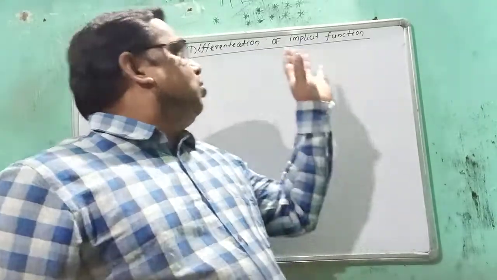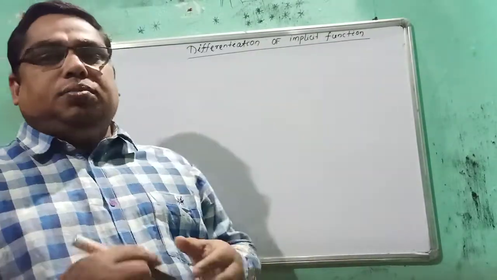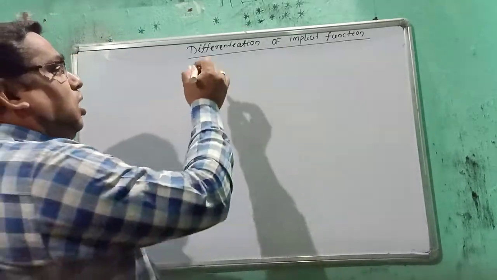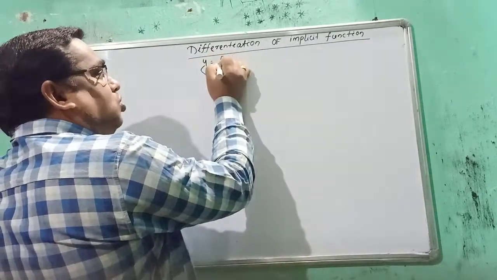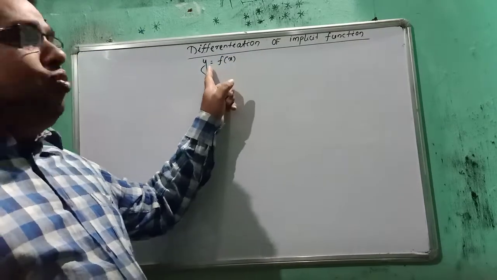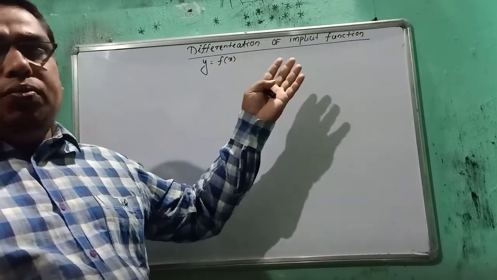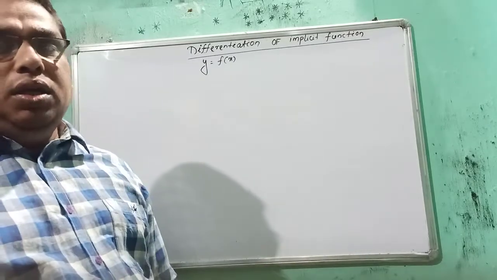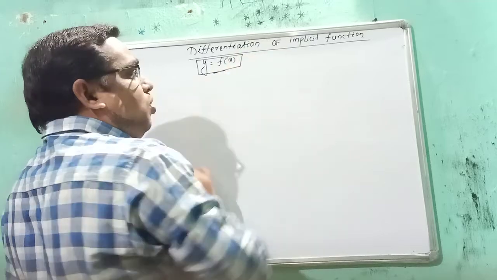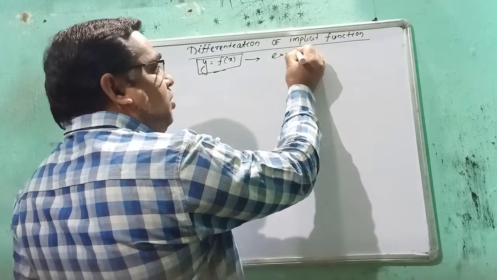Dear student, today we will discuss the differentiation of implicit functions. In previous classes, we discussed that if y is equal to a function of x, then we can find the derivative dy by dx using the algebra of derivatives and formulas. This type of function, y equal to a function of x, is known as an explicit function.